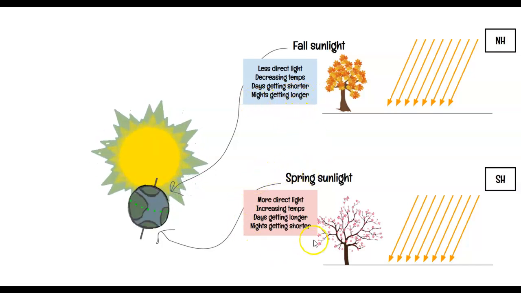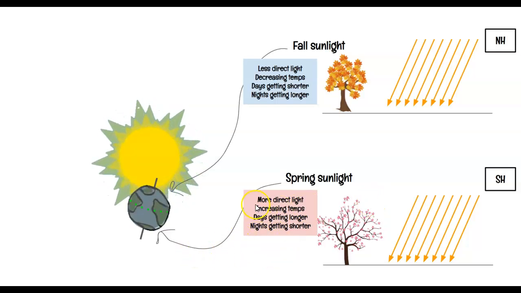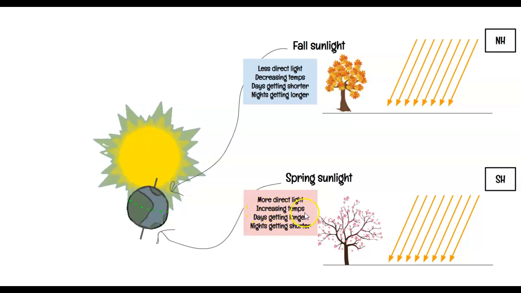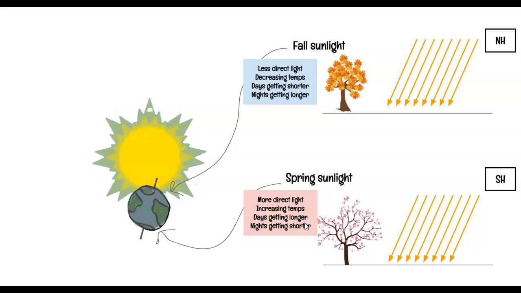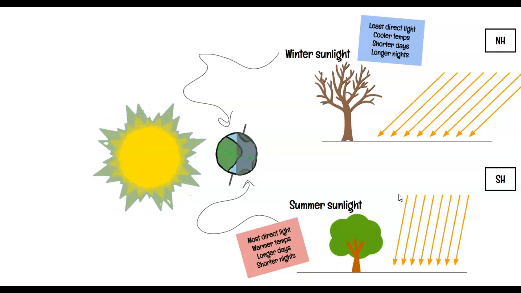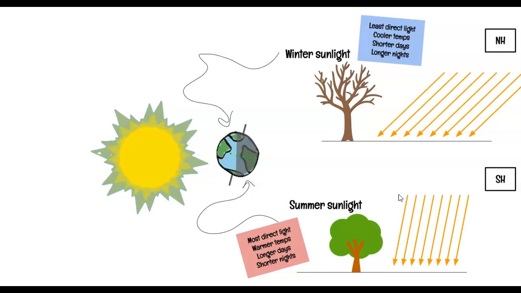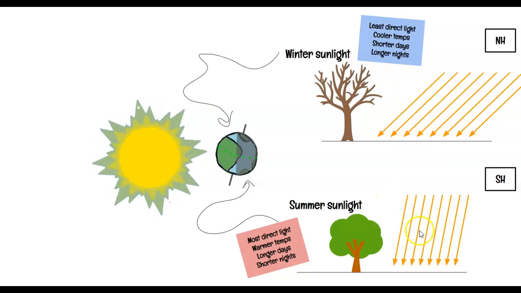And then the opposite happens in spring. Because we're moving towards being more tilted, you're getting more direct light each day, which means you have an increase in temperatures throughout the season, which means your days are getting longer because the sun is higher and higher in the sky, and your nights are getting shorter. Then, as we continue our revolution, it flip-flops, and the opposite season experiences those same characteristics, and as you can see, the angle of light changes.